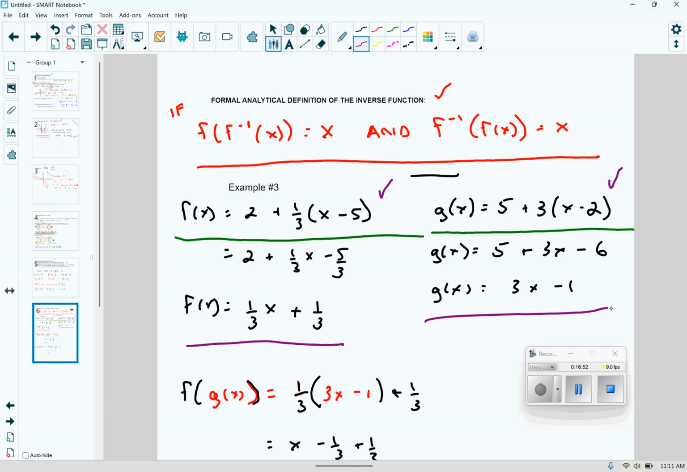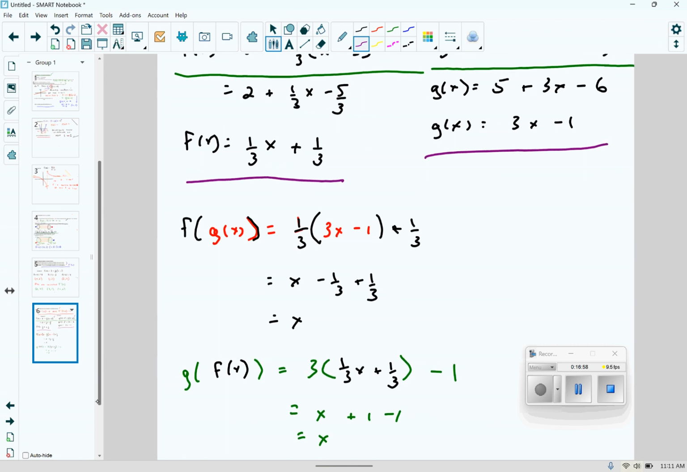And now I want to know if these guys are indeed inverses of each other. So the first thing I'm going to do is find f composed with g of x, f of g of x. So wherever I see x in f, I'm going to put g. I'll put this rascal right here in that x. Distribute the 1/3. 1/3 times 3x is x. 1/3 times negative 1 is negative 1/3. Plus 1/3 is x. Bam. Check, okay.